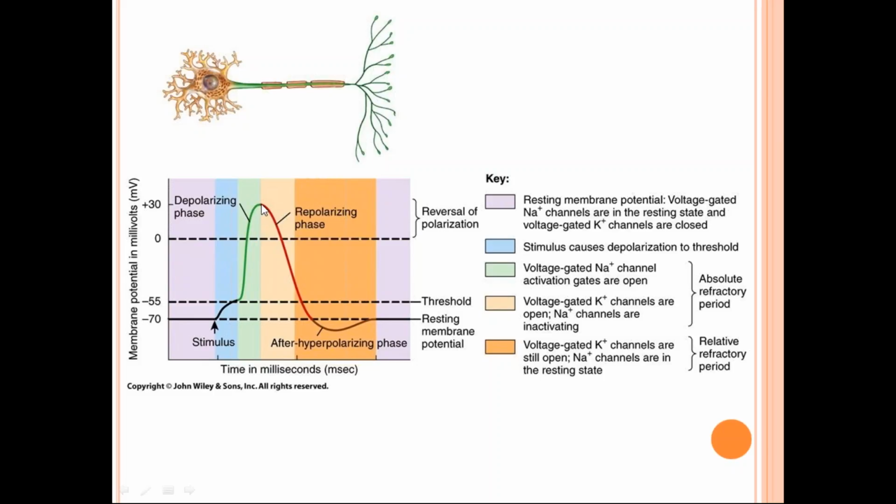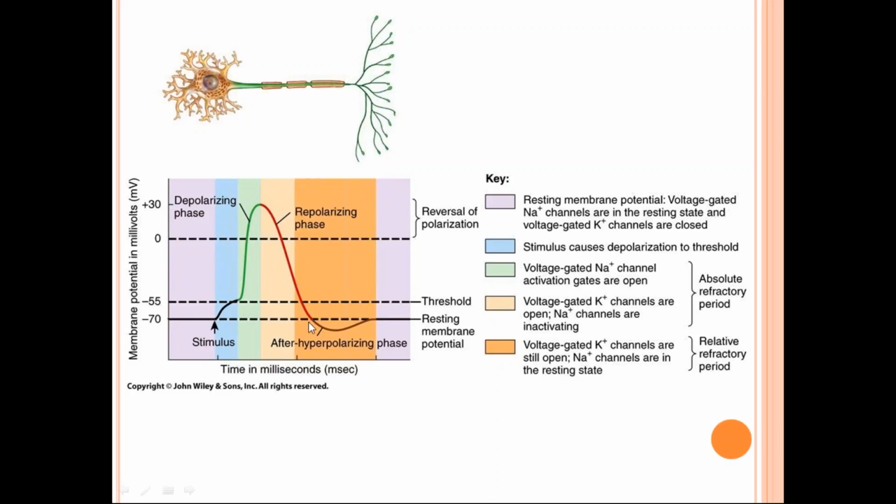And then immediately the cell is going to get ready to do this again. Because look, this is all in milliseconds, right? So immediately certain other channels open up to dump out some of those positives. It's actually potassium channels because we have more of those. So let's open up those, dump out some potassium to start getting it back to resting so we can have another impulse.